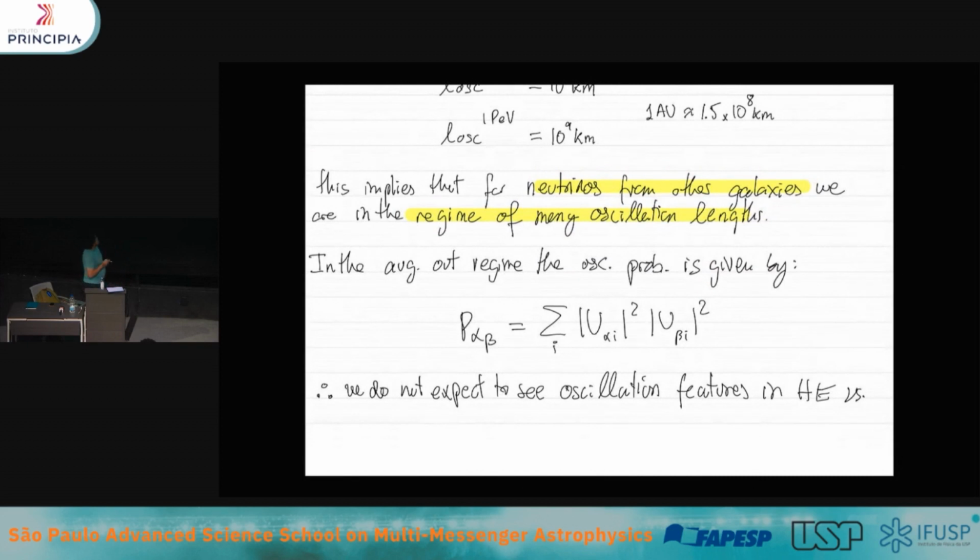So the conclusion is that for astrophysical neutrinos, we do not expect to see oscillation features. We expect to see these flavor transitions. Are there any questions on this? Because that's where I'm going to end this little review on neutrino oscillations.